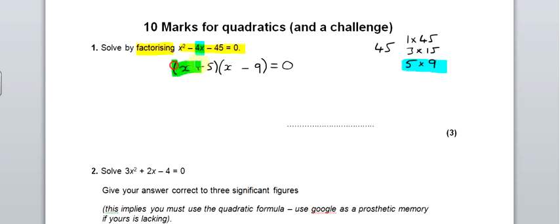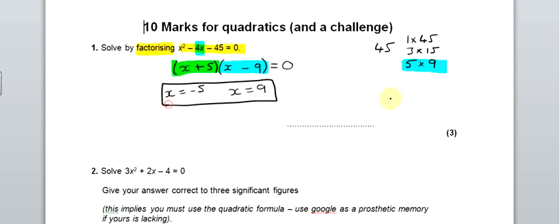So we've got two brackets, we've got the green bit and we've got the blue bit, and together they multiply to give us 0, and that means one of them must be 0. So to make the first bracket 0, x would have to equal negative 5. To make the second bracket 0, x would have to equal 9. So those are our two solutions there, and that's 3 marks.